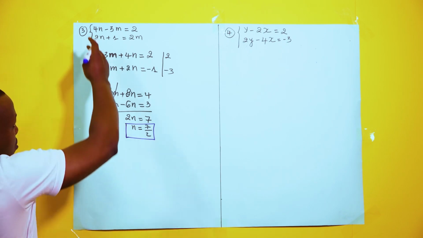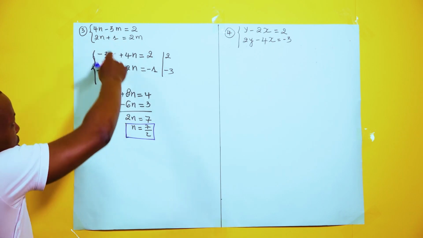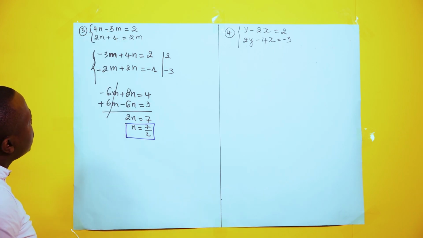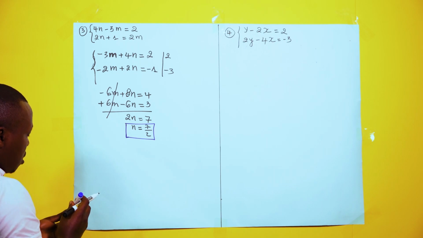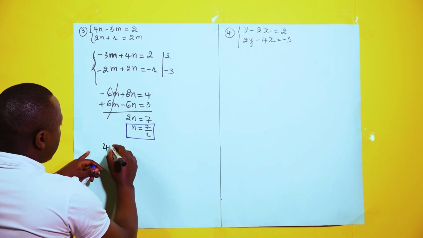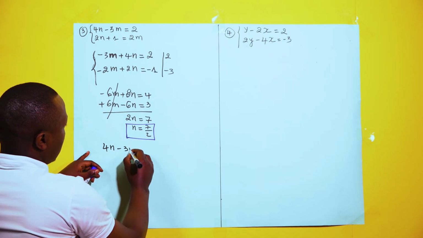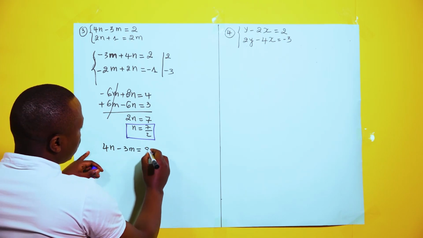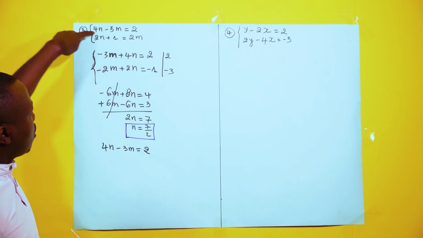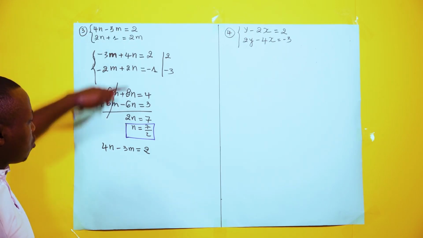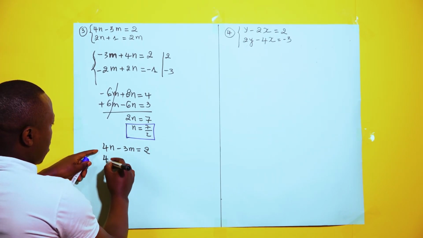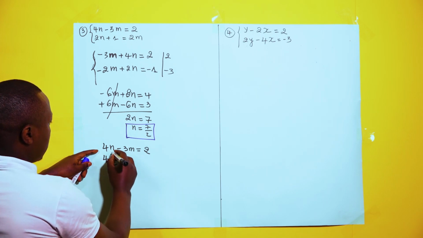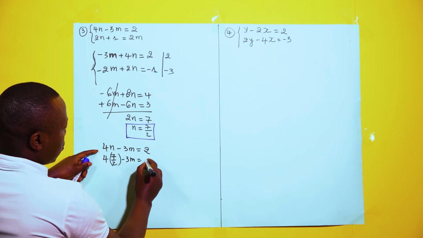We substitute in one of the two equations, in one of these equations. Let us choose the first one. The first one, how? It says 4n minus 3m equals to 2. The value of n here was 7 over 2. We shall take 4 times 7 over 2, then minus 3m equals to 2.